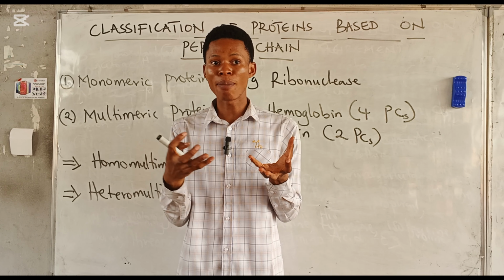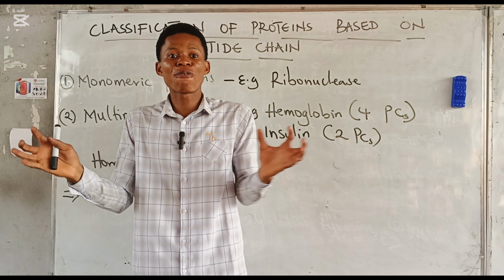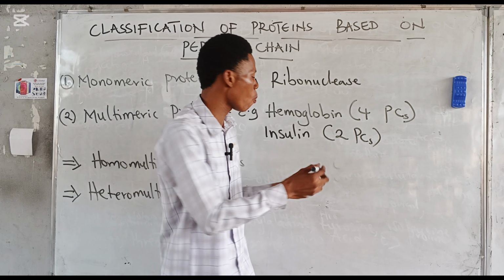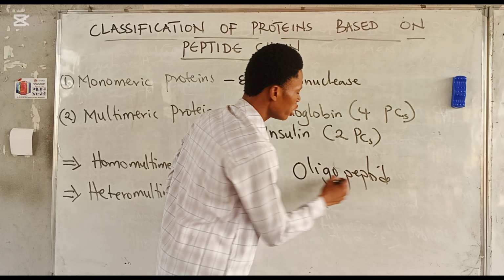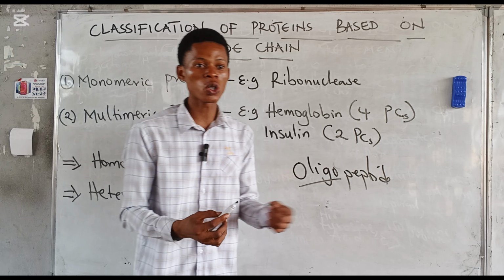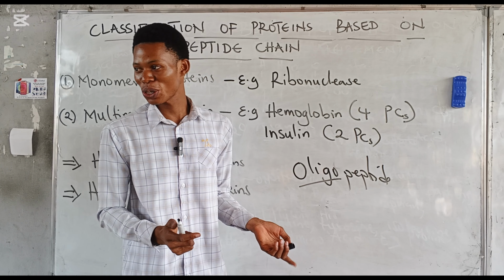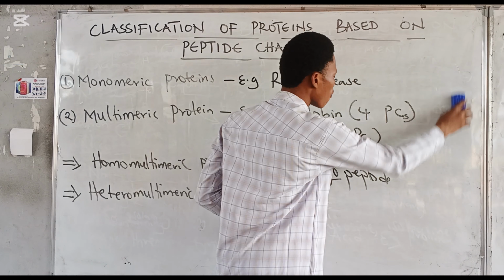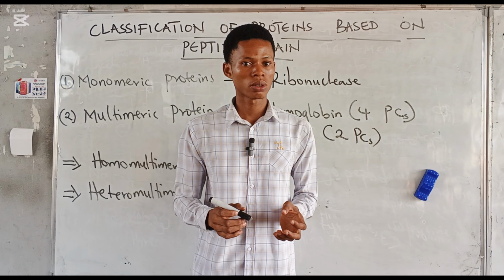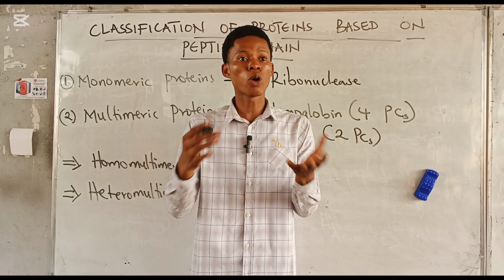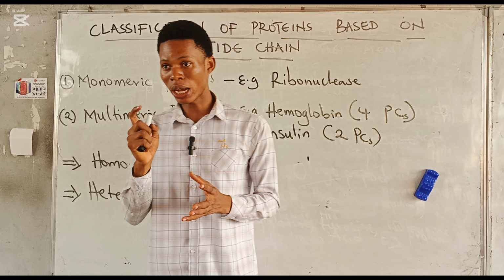If you have few amino acids linked together, we call that what? Oligopeptide, right? Actually, oligo means few. So if they say oligosaccharide, few sugar units, oligopeptide, few peptides, is it not? Then if you have many amino acids linked together, what do you have? Poly, right? Polypeptide. So if you have many amino acids linked together by peptide bond, we have polypeptide.